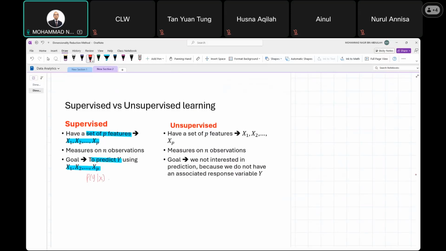But in unsupervised learning, we have a set of p features, all the independent variables, measured on n observations, but we do not have a y variable. So we are not interested in prediction because we don't have any associated response variable y. So this is unsupervised learning, right? Since we're not going to do a prediction, we would like to do dimensionality reduction, and we want to identify the correlation between the independent variables and so on, right?